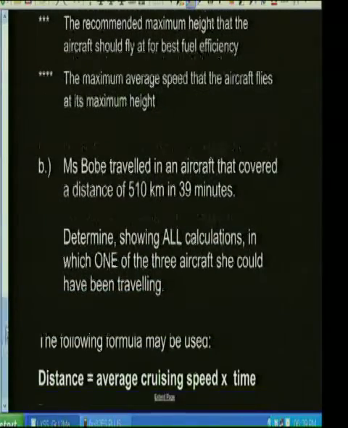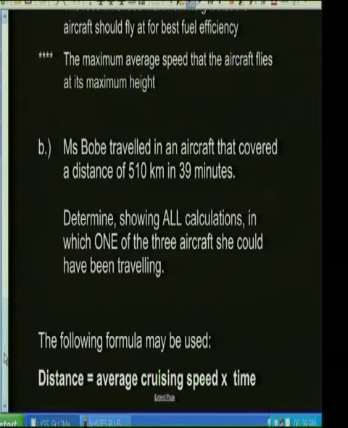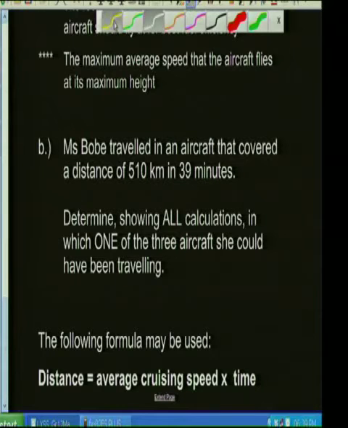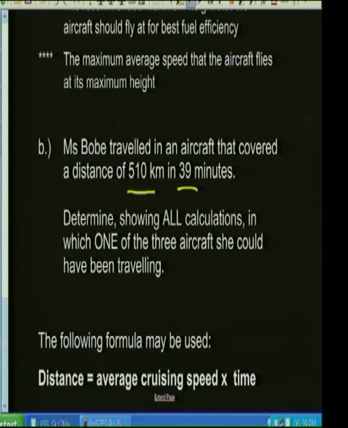Our next question, still to do with the aeroplane, says this. Mrs. Bovey traveled in an aircraft that covered a distance of 510 kilometers in 39 minutes. Determine, showing all calculations, so it's telling us show your calculations, in which one of the 3 aircraft she could have been traveling. Now the following formula may be used. Oh, I love it when examiners say, hey, you might need to use this. Because what they're indirectly saying is, hey, you've got to use it. And that's what we're going to do.